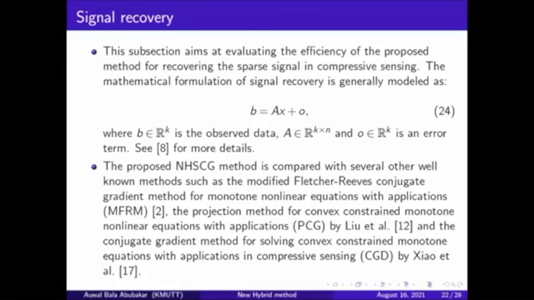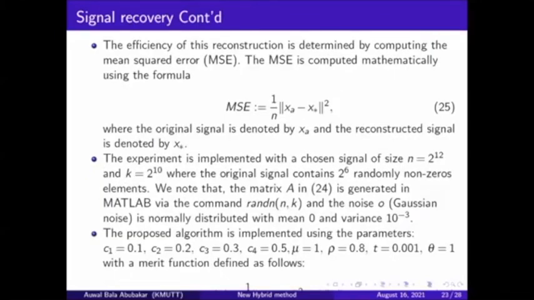The proposed NHSCG method is compared with several other well-known methods, such as the modified Fletcher-Reeves proposed in 2, the projection method for solving convex constrained monotone equations, PCG, by Liu et al., and the conjugate gradient method for solving constrained monotone equations, called CGD, by Xiao et al. So we compared the newly proposed algorithm with 3 other algorithms. We use the mean square error as a metric to compare the new proposed method and the existing methods, and we also use the CPU time and the number of iterations.